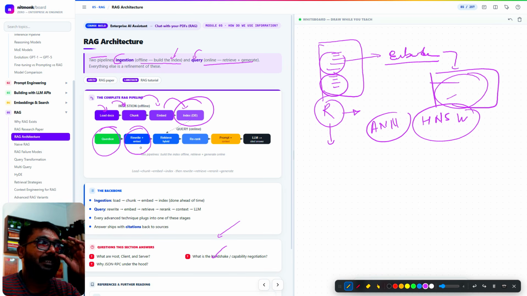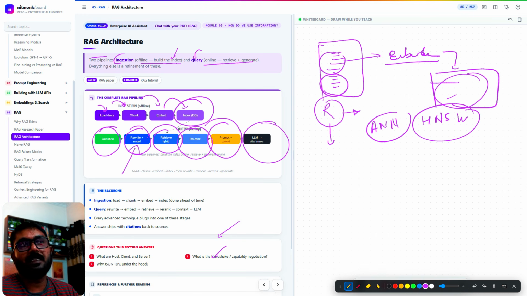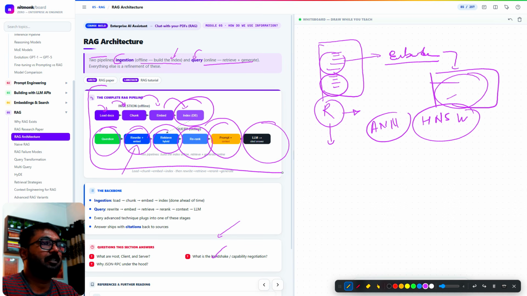In the question that we write, we can rewrite the question, and there are multiple ways to rewrite the question that we learn. Then we retrieve the data, re-rank it, then the prompt comes in, and the LLM creates the answer. This is the complete architecture of a RAG, right? This is what happens once retrieval-augmented generation happens.